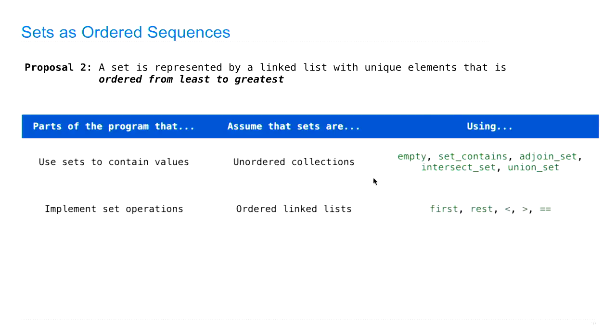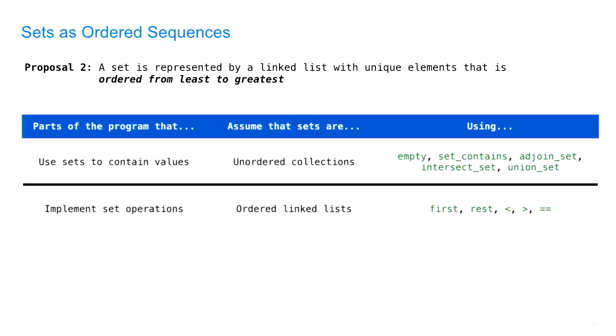And it's going to do things like compare elements with less than or greater than, and break things up into the first part and the rest of the list. With me? If you're not, feel free to ask a question.